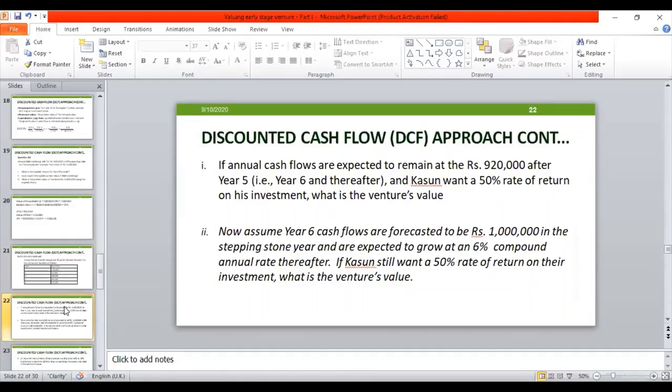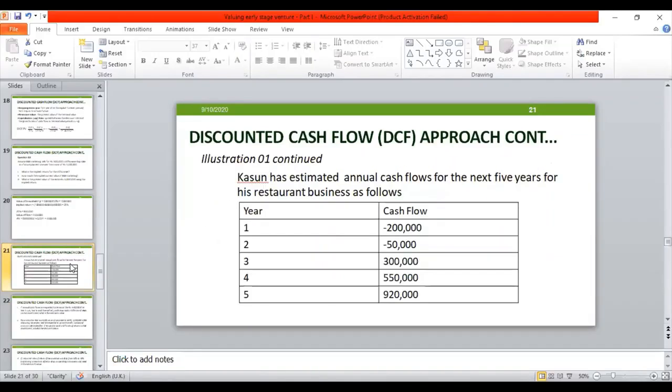So that means in this example, the explicit period is equal to 5 years. So that means the implicit period starts from the 6th year, right? So the stepping stone year is equal to 6. The 6th year is considered as the stepping stone year.